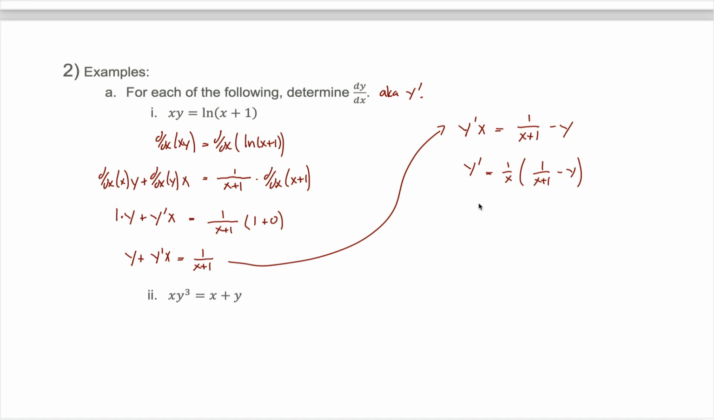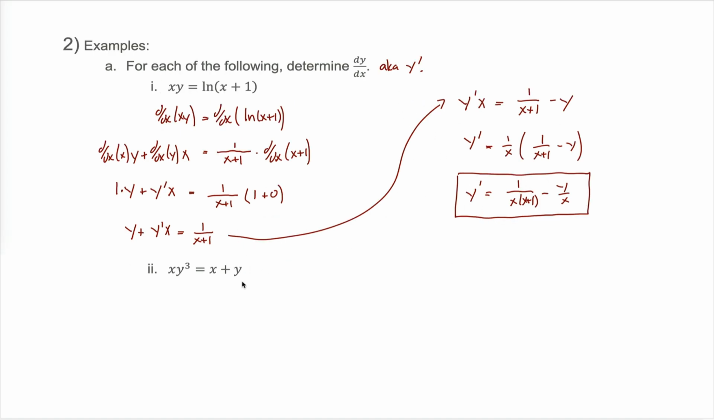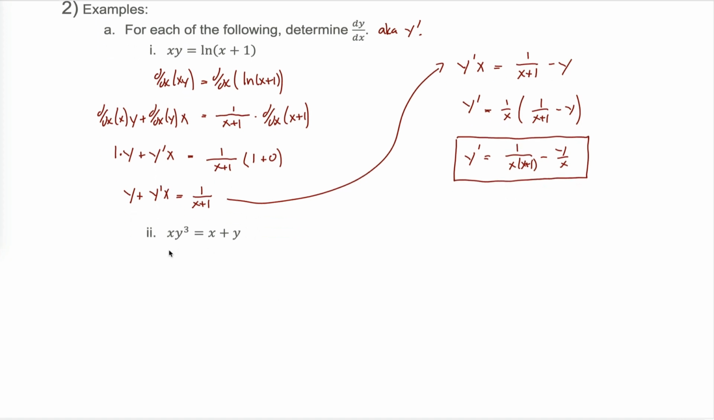Y prime is all solved for. You could be done right here, or you could get rid of the parentheses if you felt like it by making it 1 over x times x plus 1 minus y over x. I don't know that this is any cleaner or prettier or neater or more simplified than what you have up here. Any of these answers are totally fine. We were asked to determine y prime. We've solved for y prime. We're done. Let's do another example, maybe a slightly more complicated example.